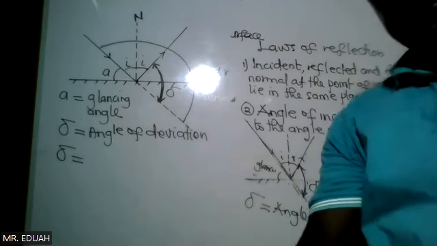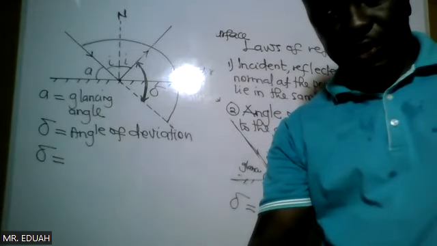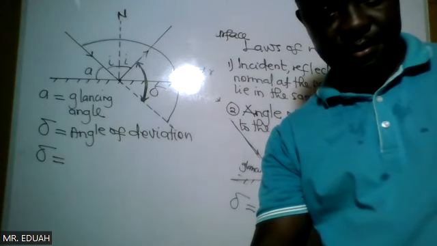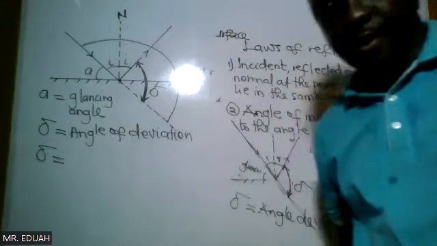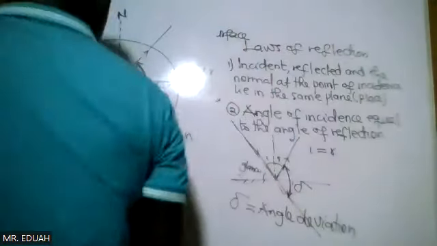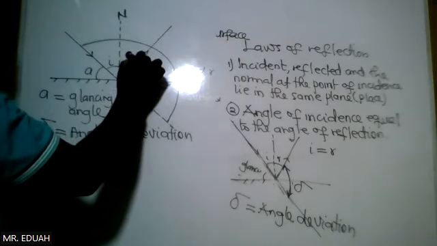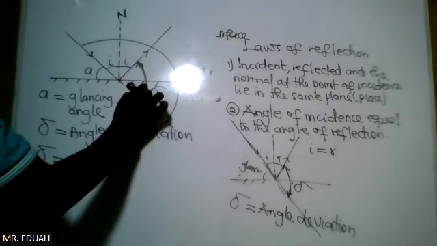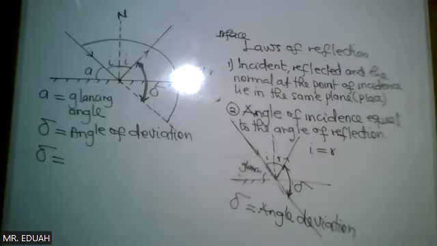Bento, what did you get for the angle of deviation? The angle of deviation is equal to the glancing angle. Bento, this is the angle of deviation. This whole angle. Look at the arrow. So what will be the expression for the angle of deviation?